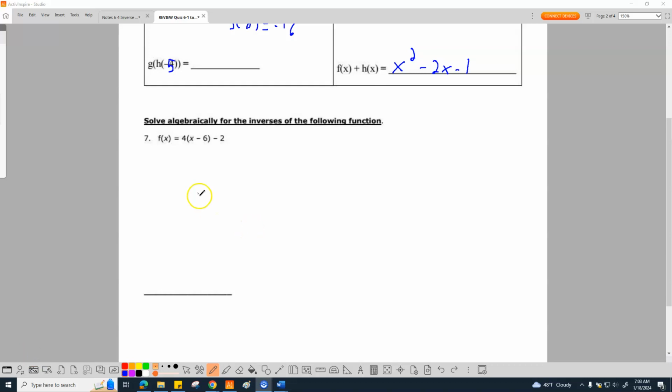All right, y'all, we learned inverses yesterday. So some of y'all were absent, you didn't learn it. If you want to try to learn it here, this is what I recommend. Solve algebraically for the inverses of the following things.